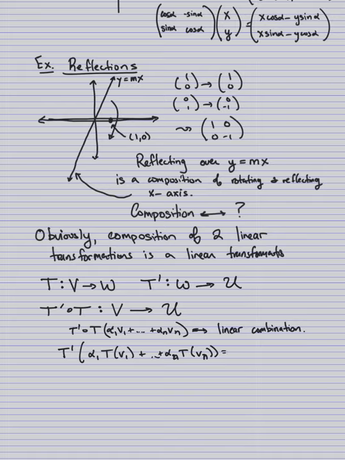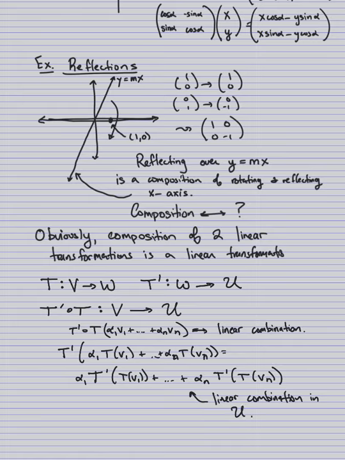And then I do the same exact thing, since T' is a linear transformation. This is a linear combination of elements of W. I get alpha 1 T' of T of v1 plus all the way up to alpha n T' of T of vn, which is a linear combination in U. Okay?